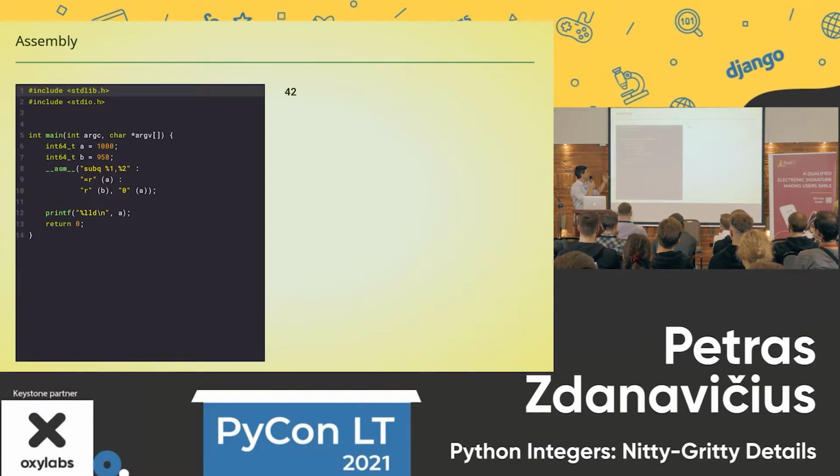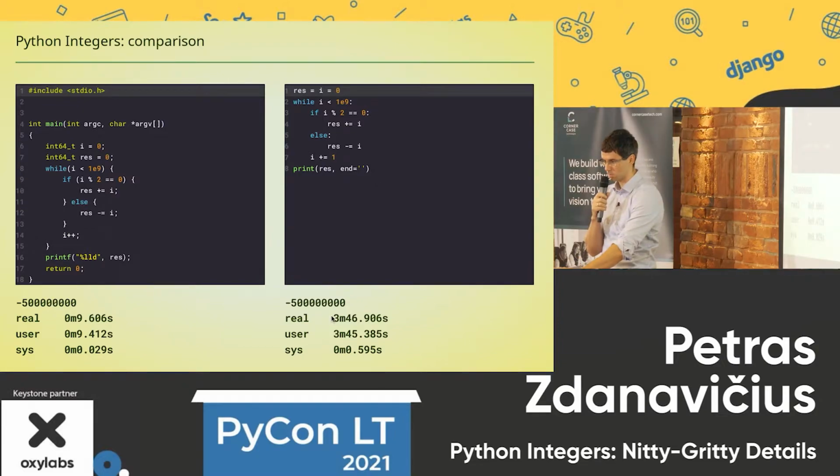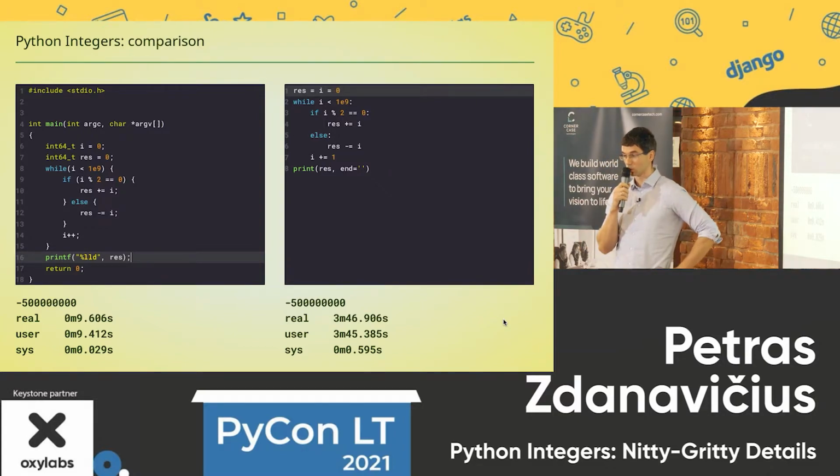So it's really fast. And let's compare that with the Python implementation. Let's compare C and Python. Okay, so it's the same code. It goes from 0 to 1 billion, and just adds the number if it's even and removes it if it's an odd number.